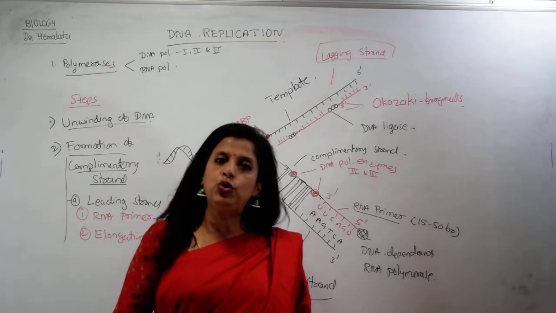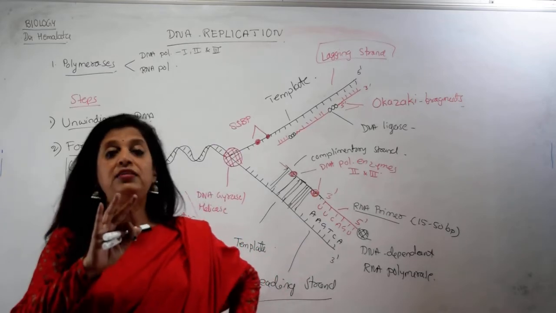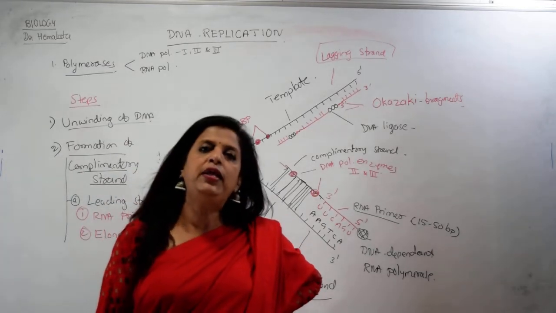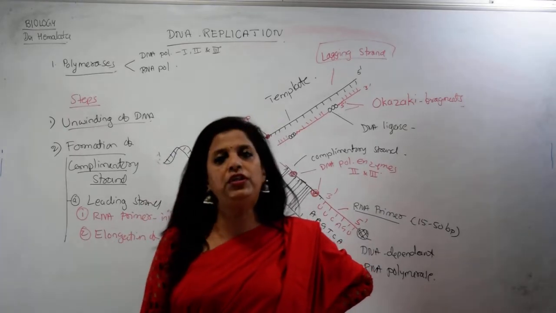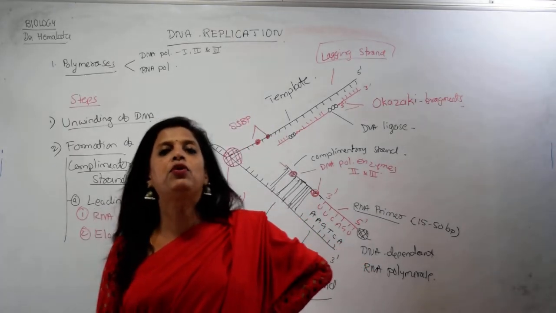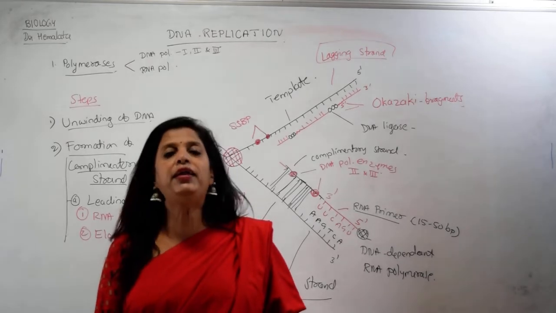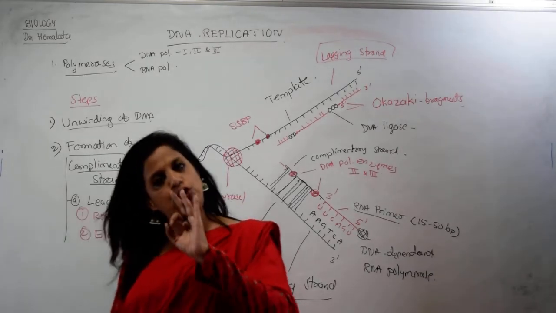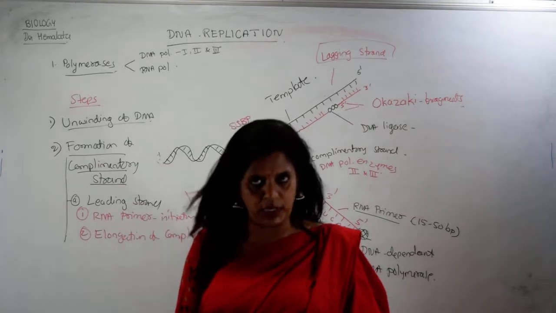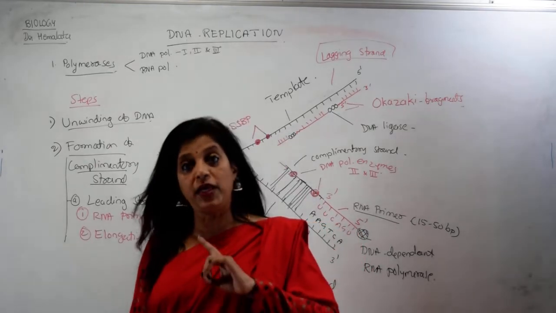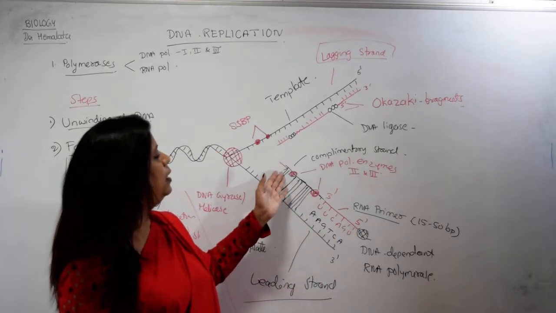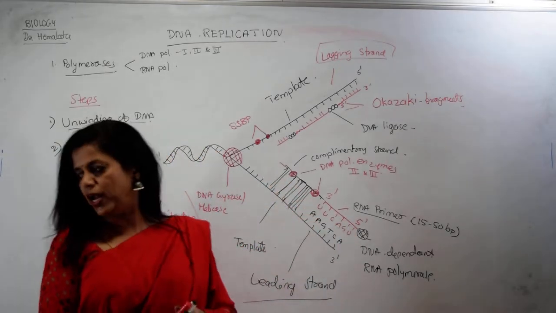Actually, among 2 and 3, polymerase 3 is the major one which contributes to replication. Therefore, whenever they ask you the question which enzyme is called the replicating enzyme, it is DNA polymerase 3. Even polymerase 2 helps it, but it is a little slower. But not DNA polymerase 1. Okay, so you continue to replicate by adding the complementary base pairs one after the other.